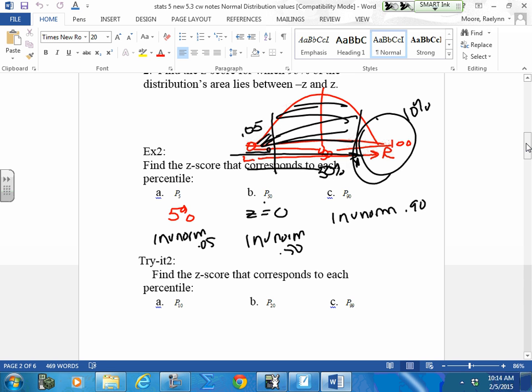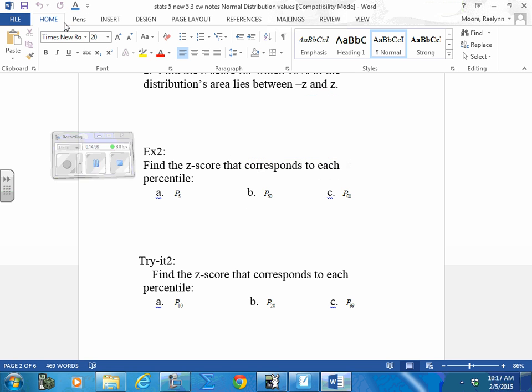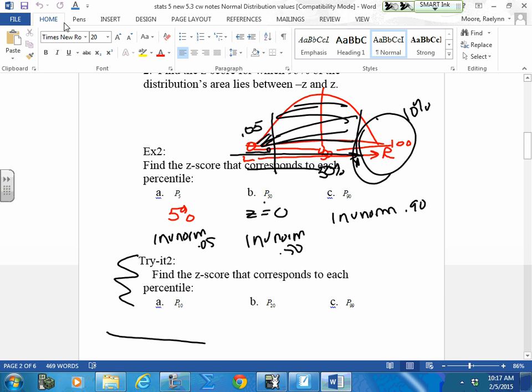So just give this a try. You guys are blankly staring at me. It's not different. Everybody do these. Two minutes, do those. So when I'm looking for 10% of my curve, am I looking for a negative z-score or a positive z-score? Negative. It's 10%. This is the 50% mark, this is 10%. So on inverse norm, 0.10, you should come out with a z-score of negative 1.28.